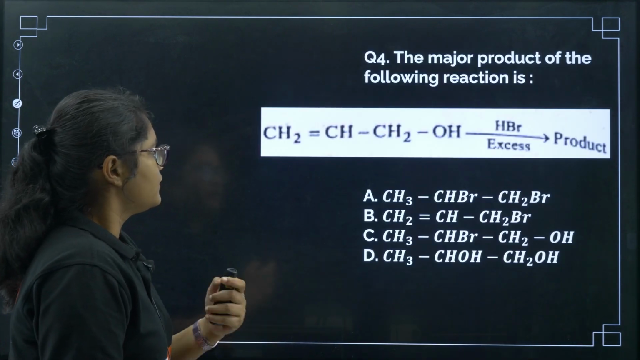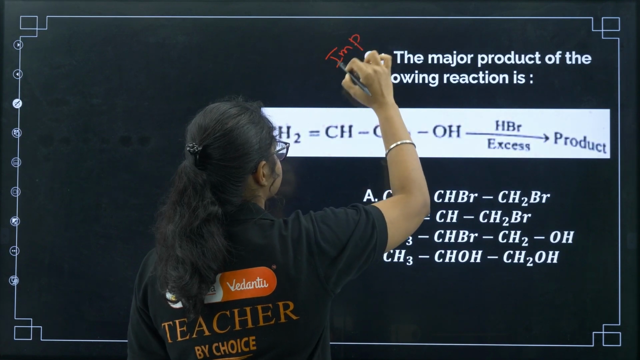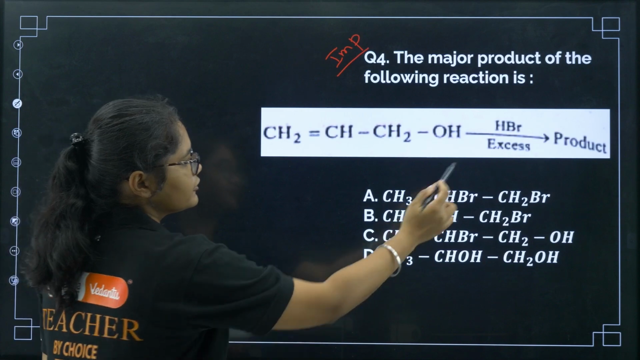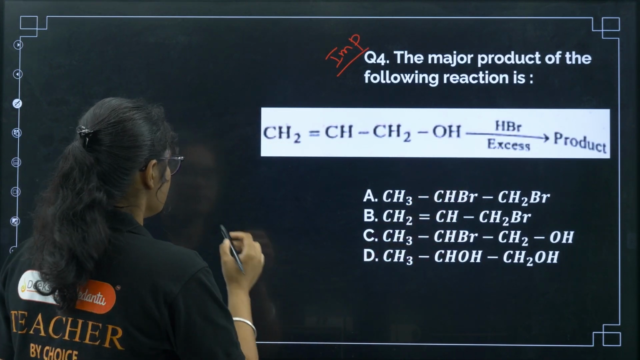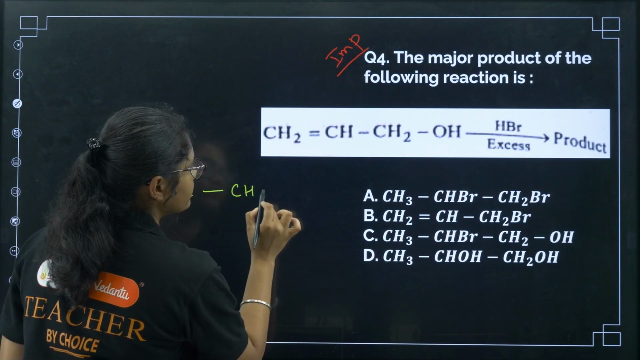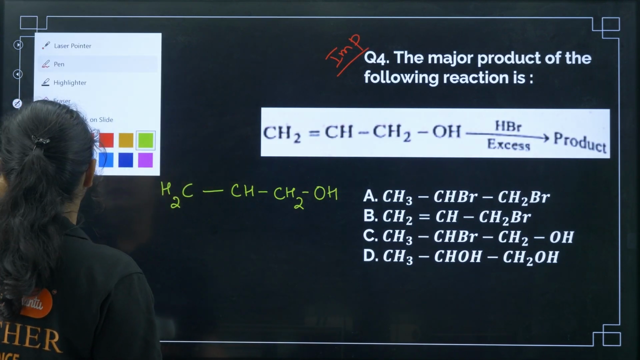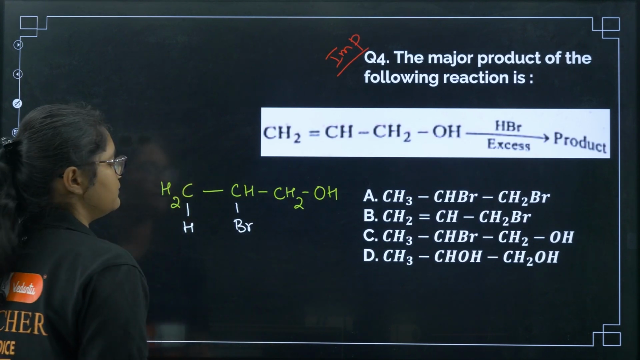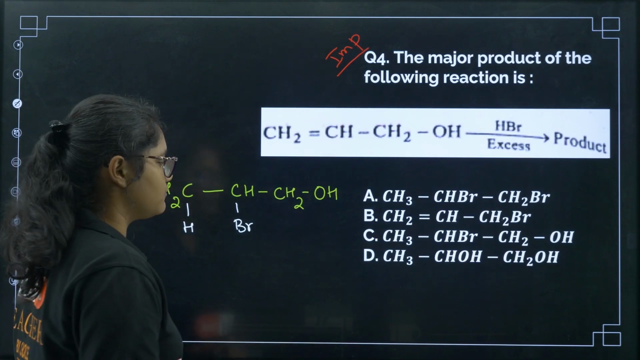Next, the major product in the following reaction is, yes, this is an important question. Now, major product is asked, so first HBr will be added, following Markovnikov's rule. So what will I get here? CH2 CH2OH. Now when you are adding HBr, here H will be added and here Br will be added, following Markovnikov's rule. Next, if you add further HBr, what will happen?